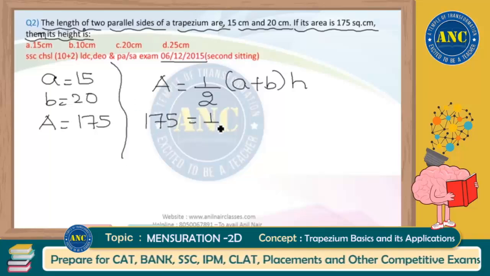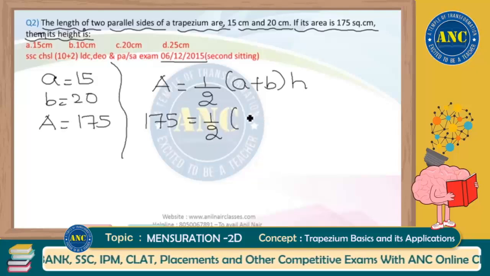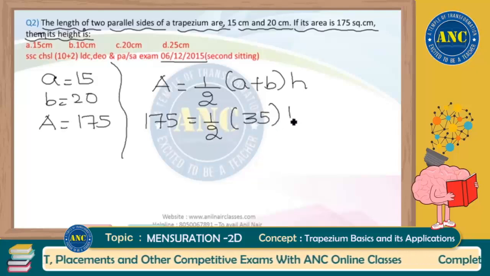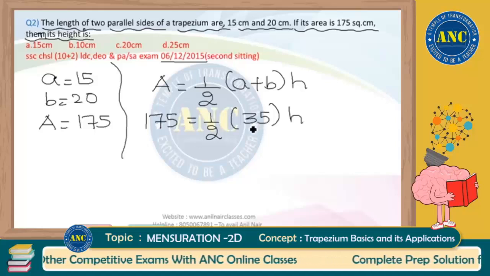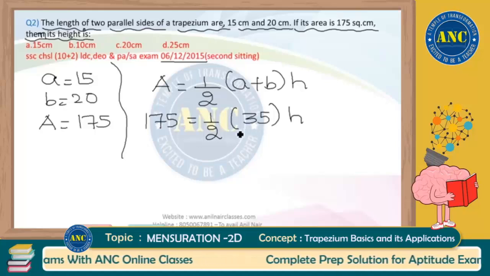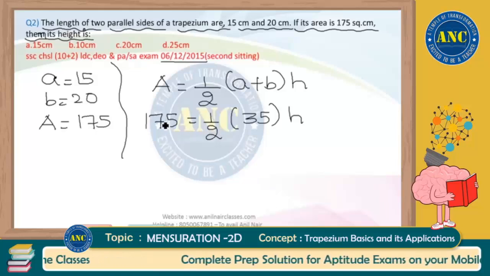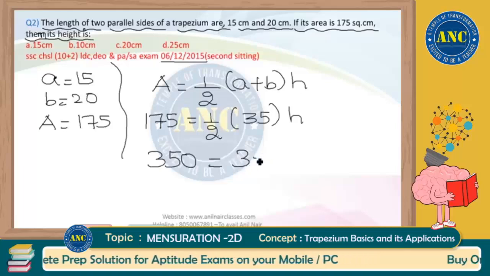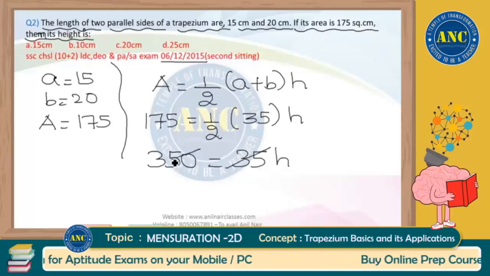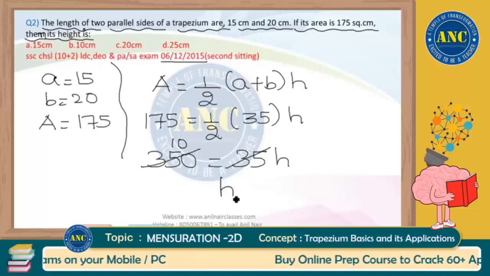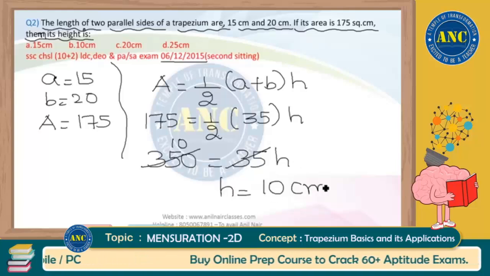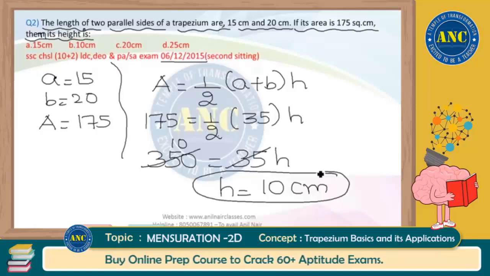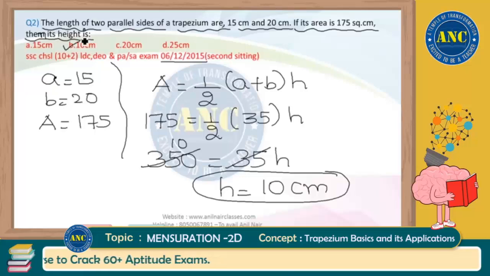This is half into A plus B, which is 15 plus 20, that is 35, into H. Let us make it a little simpler. So 175 into 2 is 350. 350 is equal to 35H. 35 into 1, 35 into 10. H is nothing but 10 centimeter. Directly applying the values, you will get the answer very easily. Answer for this question is option B, which is 10 centimeters.